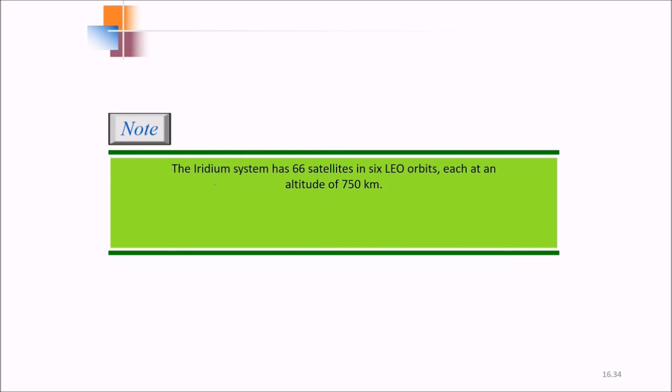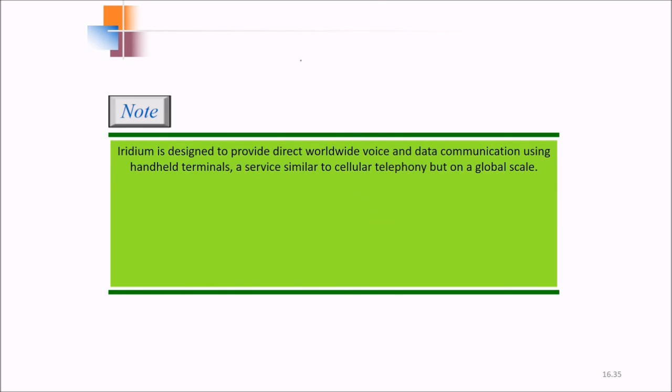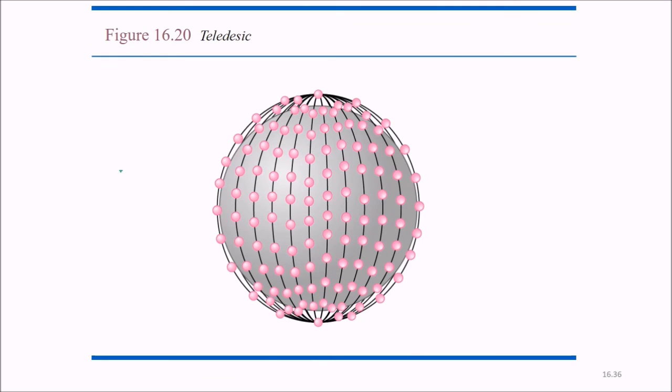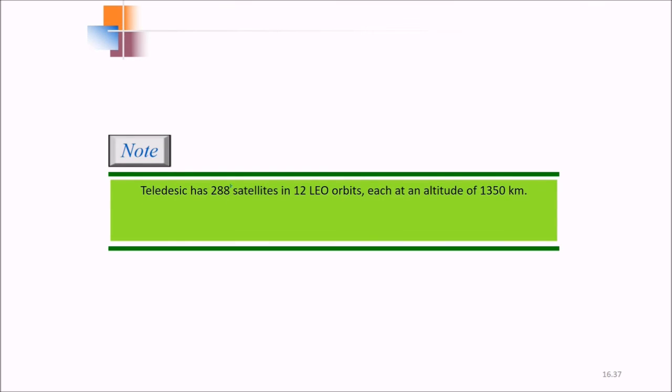So this Iridium system has 66 satellites in 6 LEO orbits, each at an altitude of 750 km. And GPS is around 20,000 km, and then geostationary, of course, 36,000 km. Iridium is designed to provide direct worldwide voice and data communication using handheld terminals, a service similar to cellular telephony but on a global scale. This is Teledesic. It has 28 satellites in 12 LEO orbits, each at an altitude of 1350 kilometers.